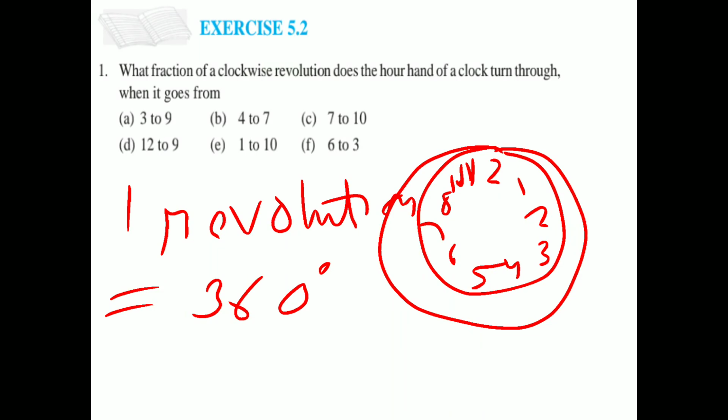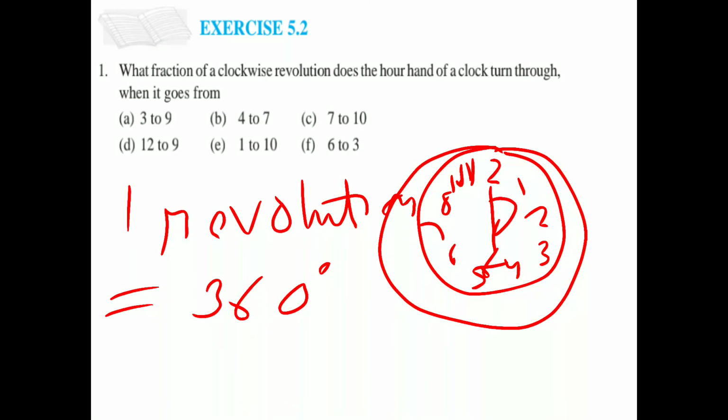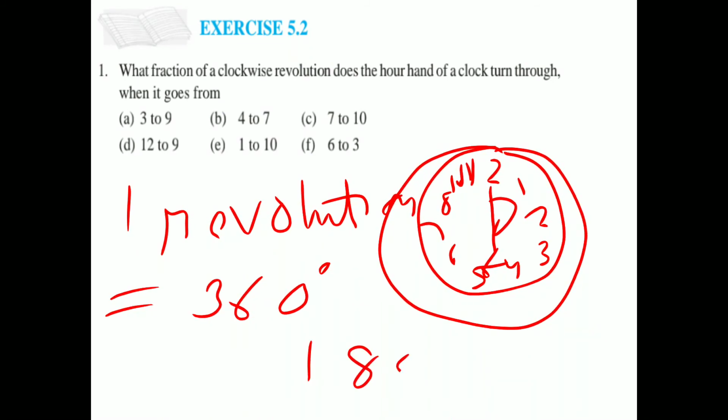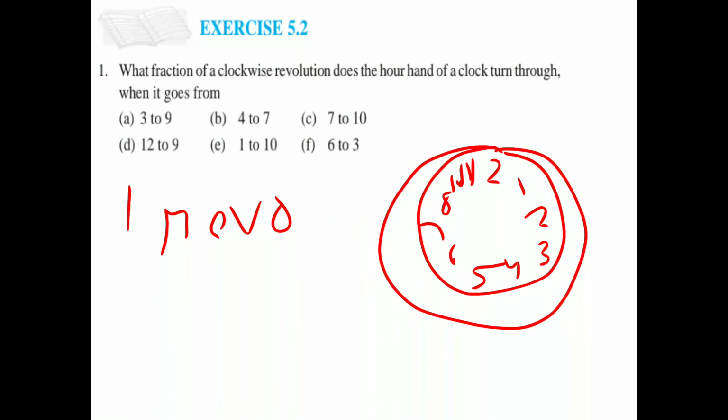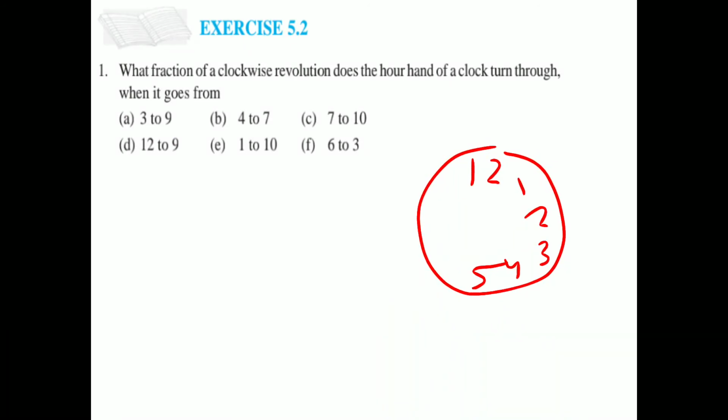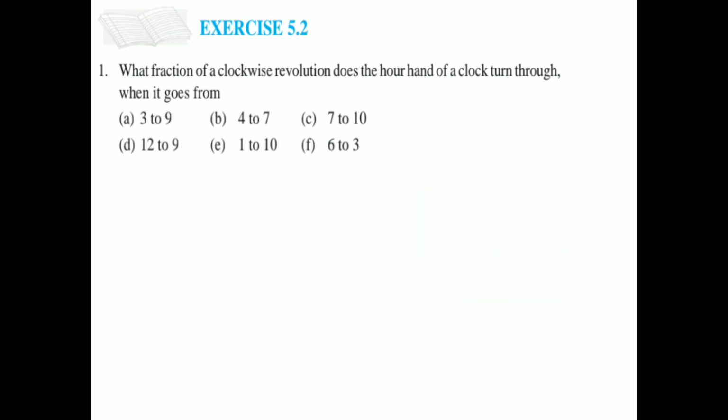Clear? It means that one complete angle we make, and one complete angle you all know is of 360 degree. Clear? But if it starts from 12 and reaches 6, it makes a straight angle that is of 180 degree. Clear? It means it does half revolution. Clear? Now on the basis of this, students, we do question number 1. Clear? So in every part you have to make a clock.